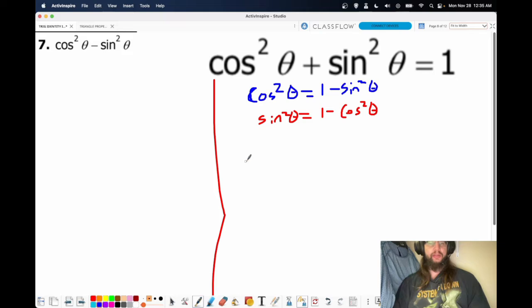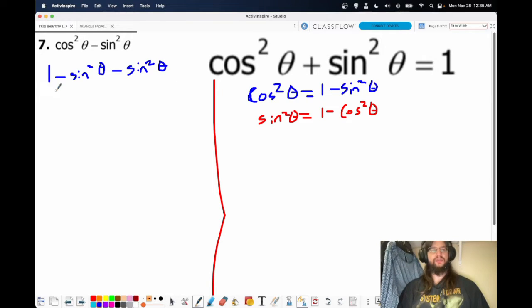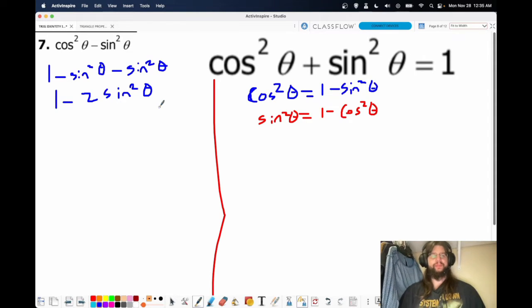So I'll start with replacing the cosine. So I'm going to say cosine squared theta is equal to 1 minus sine squared theta. So I'm just going to rewrite that. 1 minus sine squared theta minus sine squared theta. Okay, well that's 1 minus 2 sine squared theta. If you have negative x minus x, it's negative 2x. Same thing, guys, same thing. Let's try it the other way around.